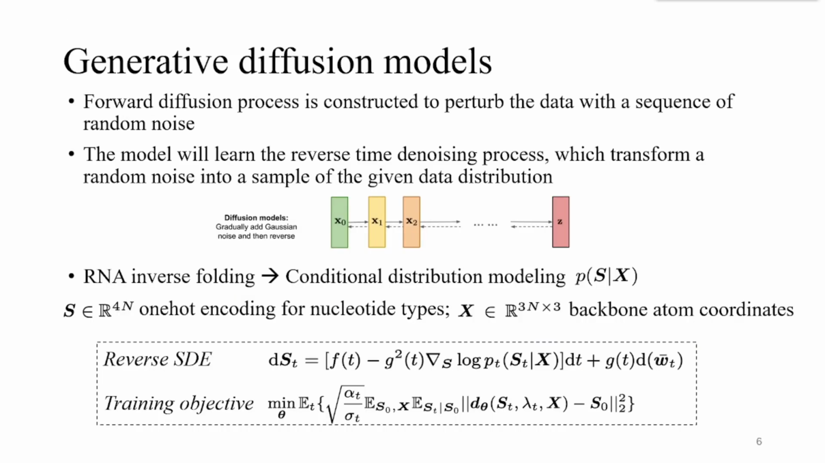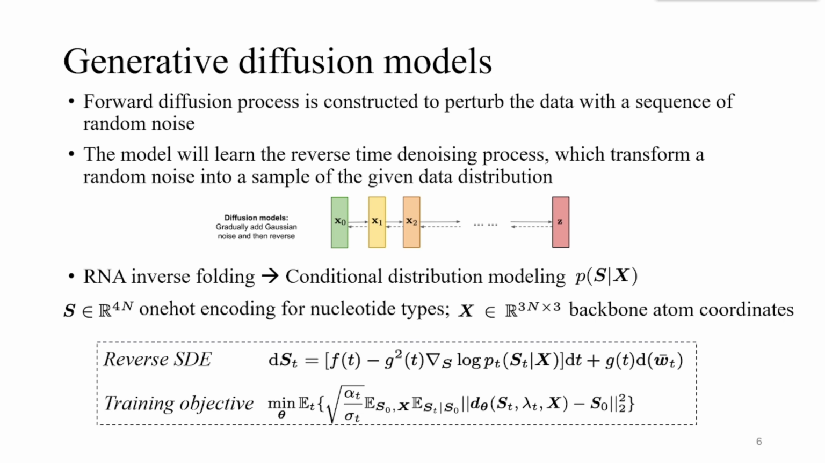First, we will introduce how we use the generative diffusion model in RiboDiffusion. As a first step of setting up the diffusion model, a forward diffusion process is constructed to perturb data with a sequence of noise. This converts the data distribution to a known prior distribution, for example, a Gaussian distribution. Diffusion models can generate new samples starting from the prior distribution through learning to reverse the forward process. Such a reverse-time denoising process can be described by a stochastic differential equation, SDE.